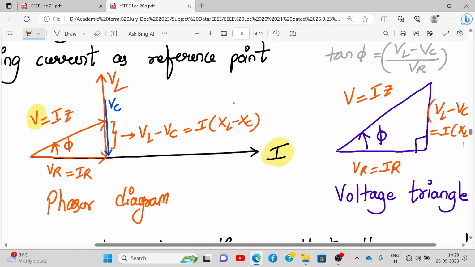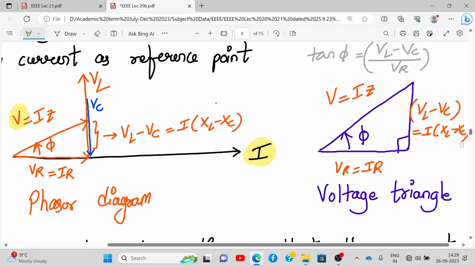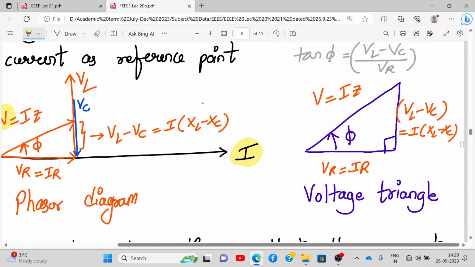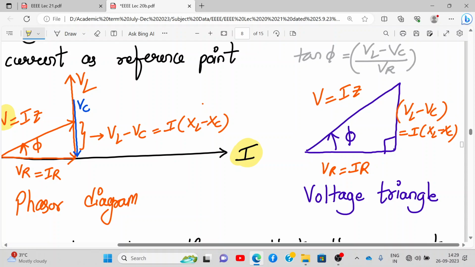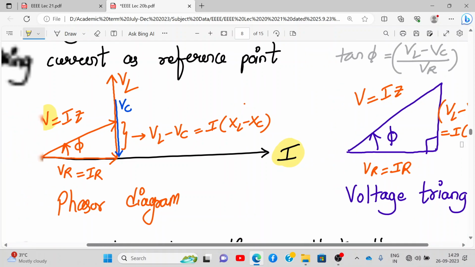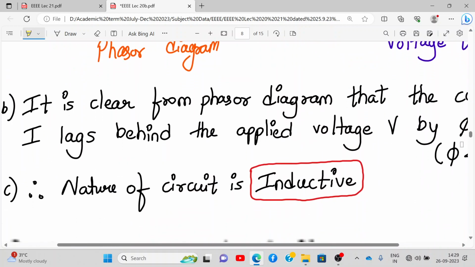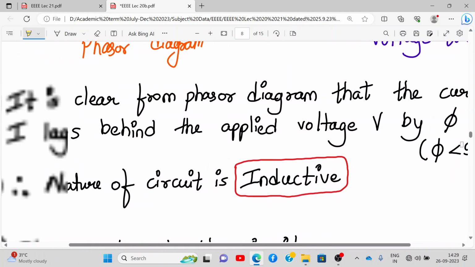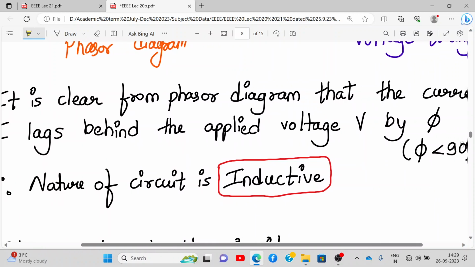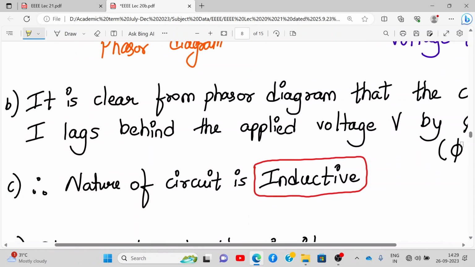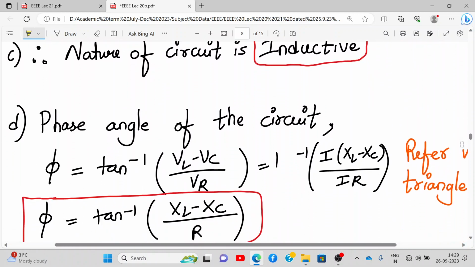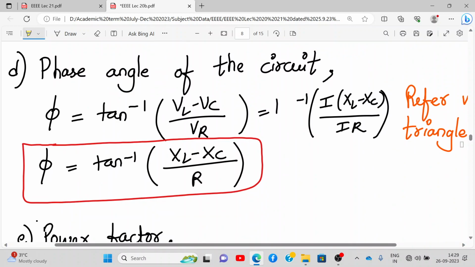Have you drawn the voltage triangle also? Yes. And what is tan phi? VL minus VC upon VR, just from the geometry of the circuit. So that's what we have said. It is clear from the phasor diagram that current I lags behind the applied voltage by phi, so the nature of the circuit is inductive. Now write down the phase angle of the circuit. Phi will be tan inverse of VL minus VC upon VR.